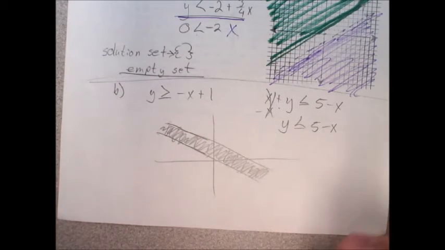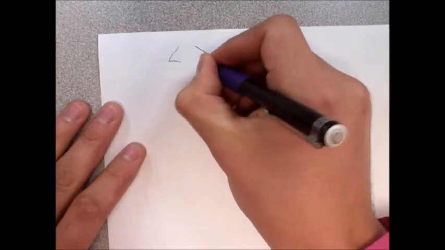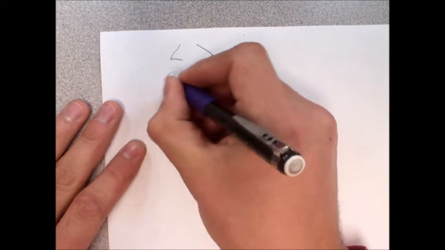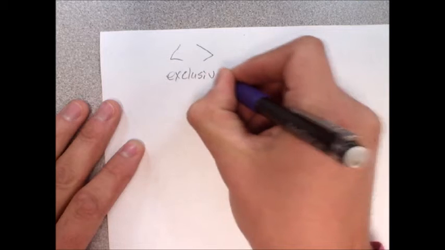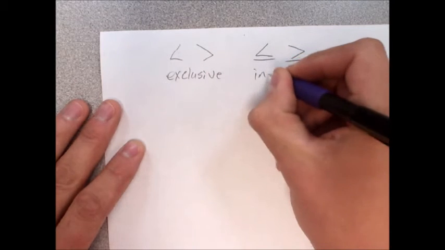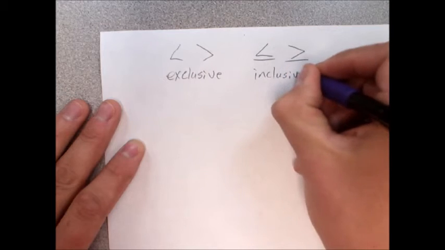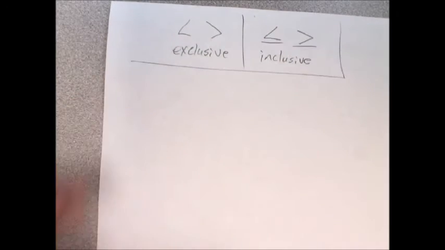So that's the kind of vocabulary you should start getting familiarized with. Okay, so let's write that down, make that a little note. Less than or greater than symbols are exclusive. Less than or equal to and greater than or equal to are inclusive. That will always be the case. Any questions on that part?